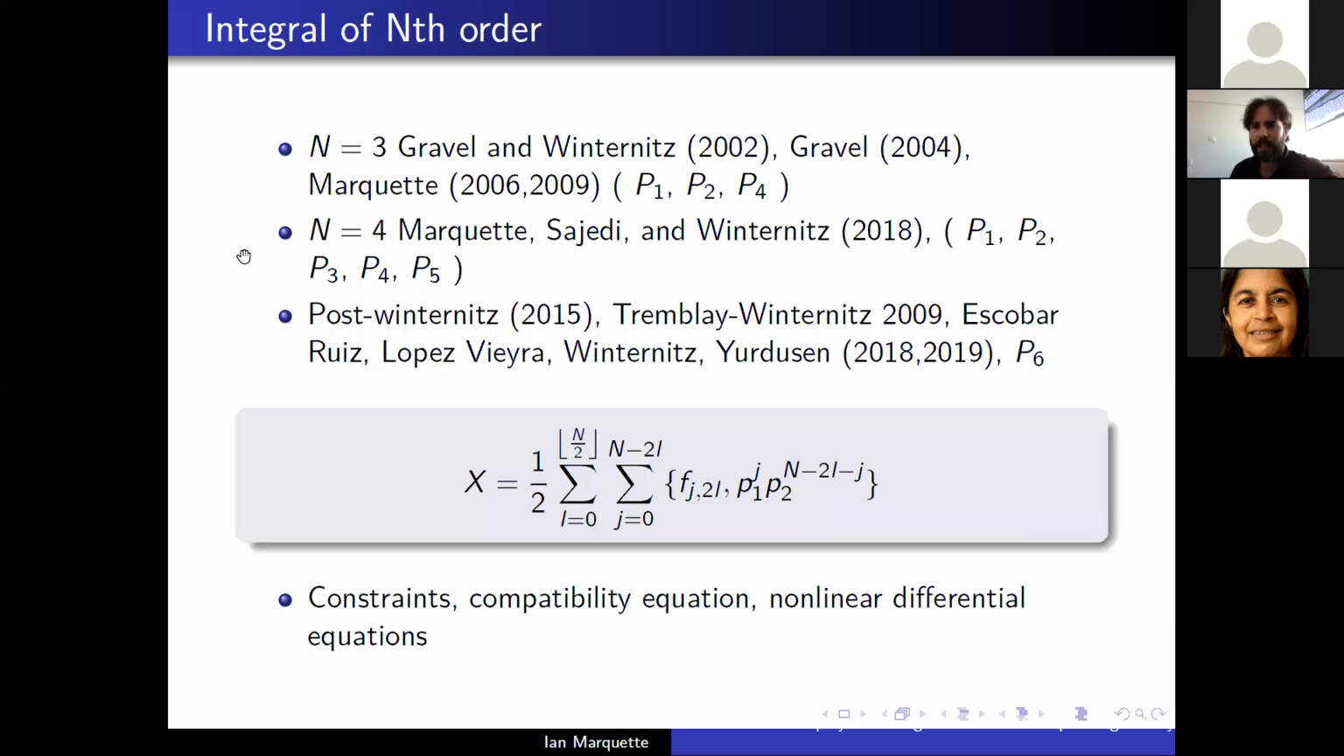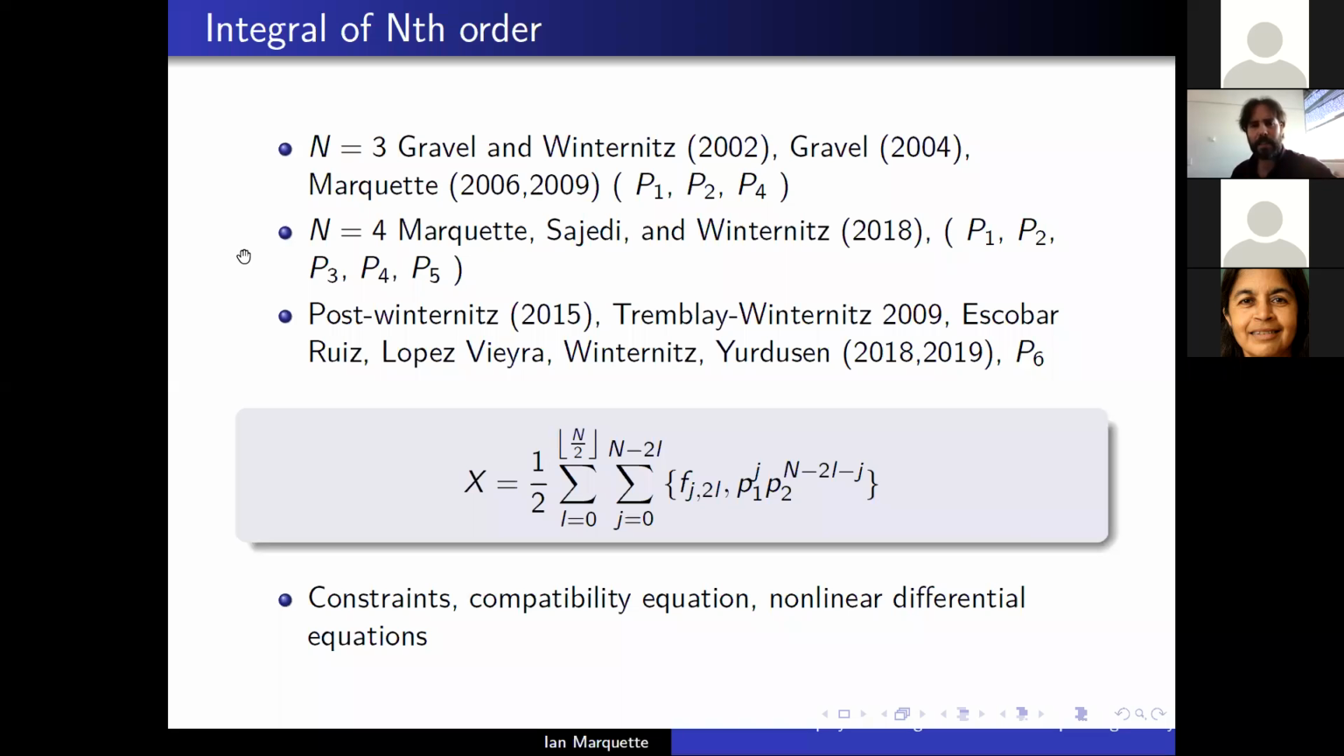Okay, and something that I would like to discuss is that when you go to higher order integrals of motion, you can still classify the systems. This was started around 2002 by Simon Gravel and Pavel Winternitz, where they tried to obtain systems on two-dimensional Euclidean space with a second and a third order integral of motion. And they discovered that this is quite a rich problem, because you will get models involving the first, the second, and the fourth Painlevé transcendent.